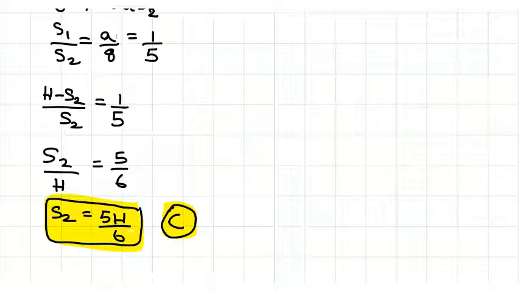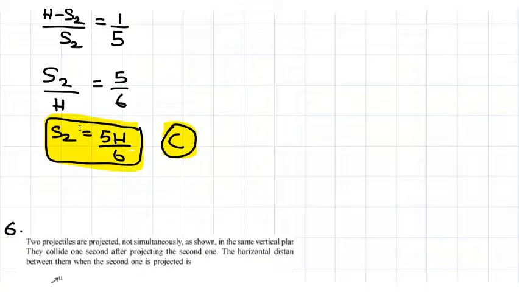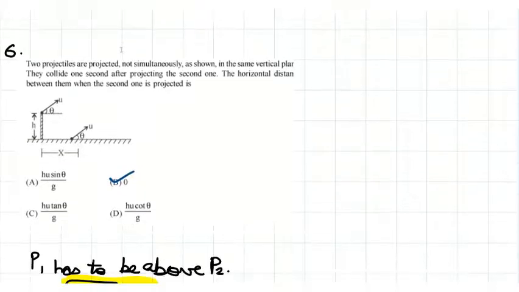And then when we assume the total height to be h, h minus s2 gives the value of s1. So h minus s2 divided by s2 equal to 1 by 5. So we get 5h minus 5s2 equal to 1s2, and then we get s2 by h is 5 by 6 and s2 equal to 5h by 6.